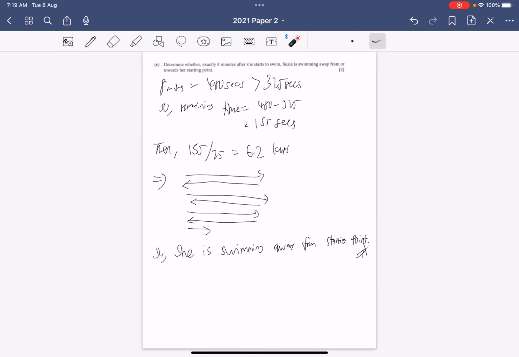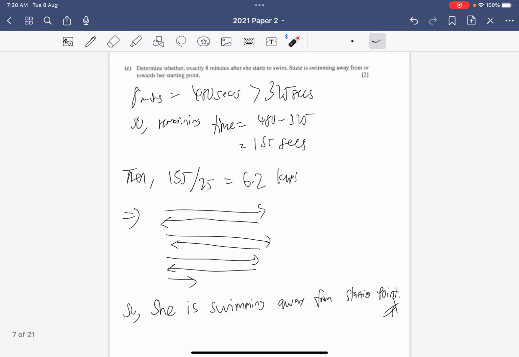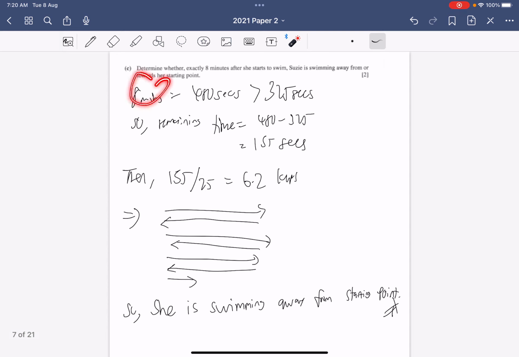Now we're supposed to determine exactly 8 minutes after she starts swimming, whether Susie is swimming away or back. This is really just mathematical modeling. It doesn't really have any formulas. We just need to see that 8 minutes is 480 seconds, which is more than the 325 seconds. So it's definitely in the constant speed part already.